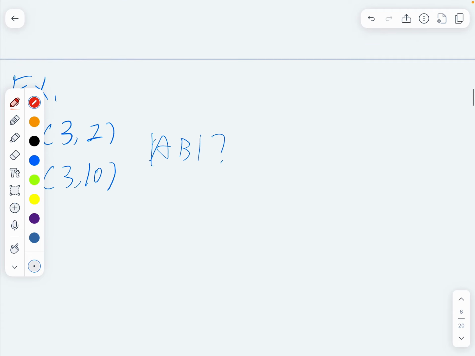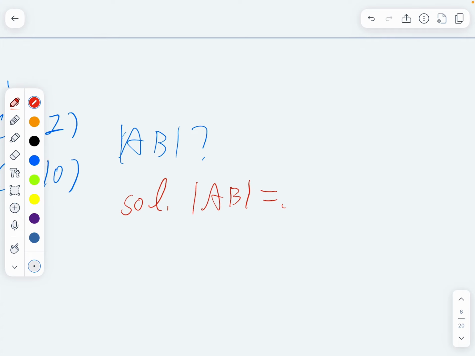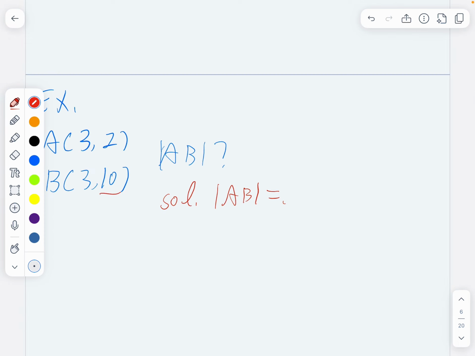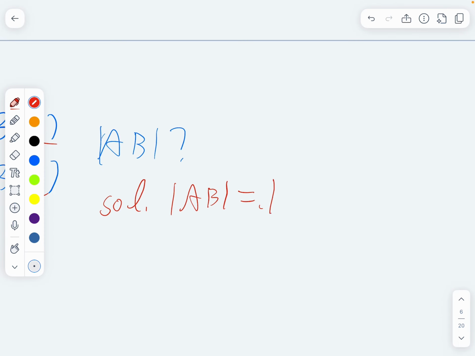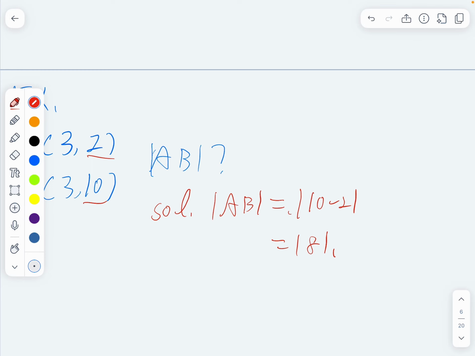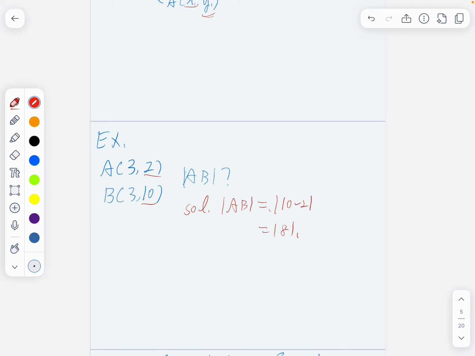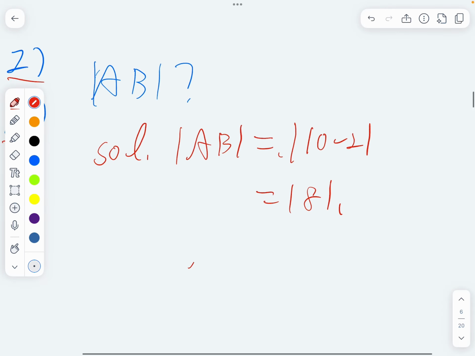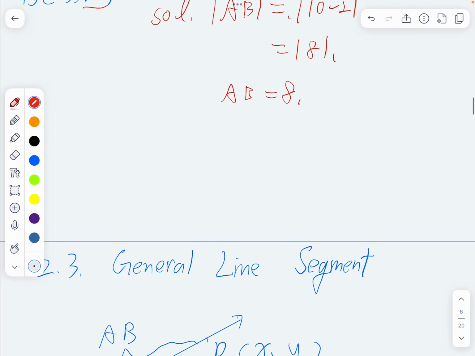Okay, the example here. Solve AB, which is equal to y2 minus y1. 10 minus 2 equal to 8. So the length of AB equals 8. Okay.